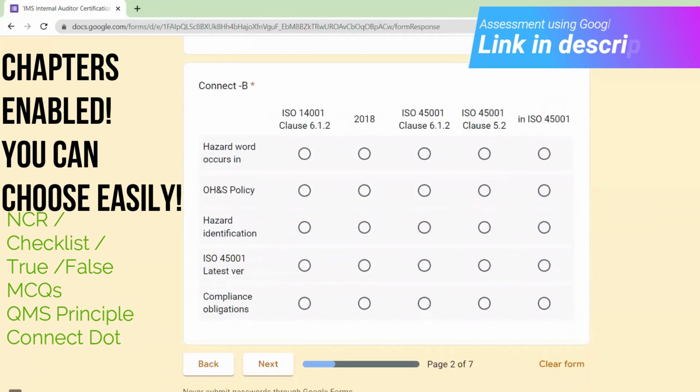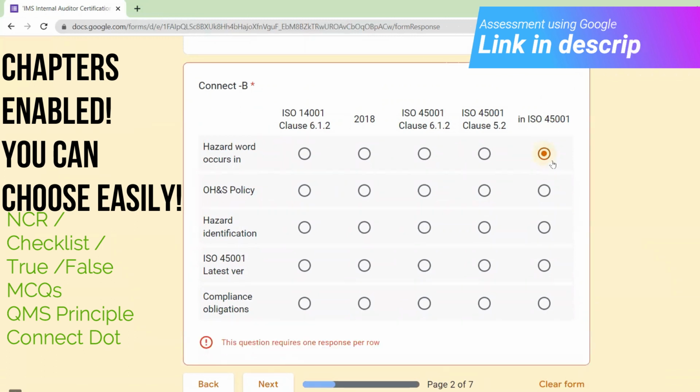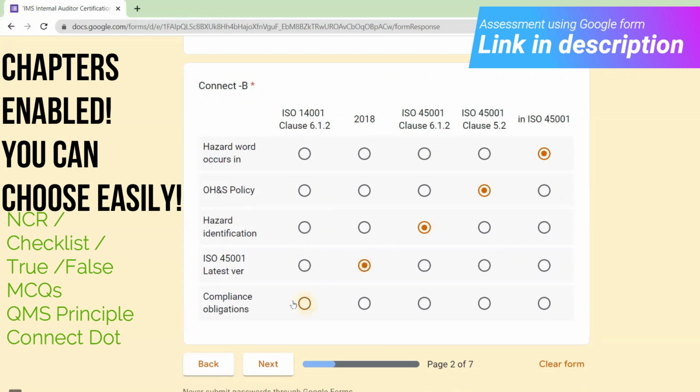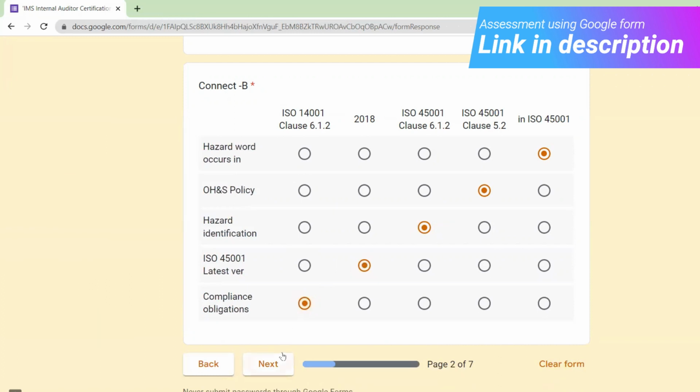Let's connect further dots. The word hazard occurs in ISO 45001, occupational health and safety, in clause number 5.2. And hazard identification is a requirement, again coming from ISO 45001, clause number 6.1.2. And ISO 45001, the latest one is 2018, as we discussed. Compliance obligations are part of the environment standard requirement, and it is 6.1.2.